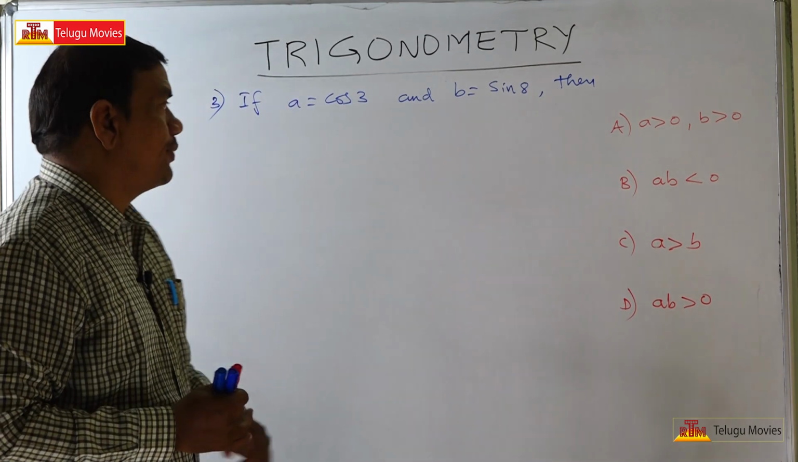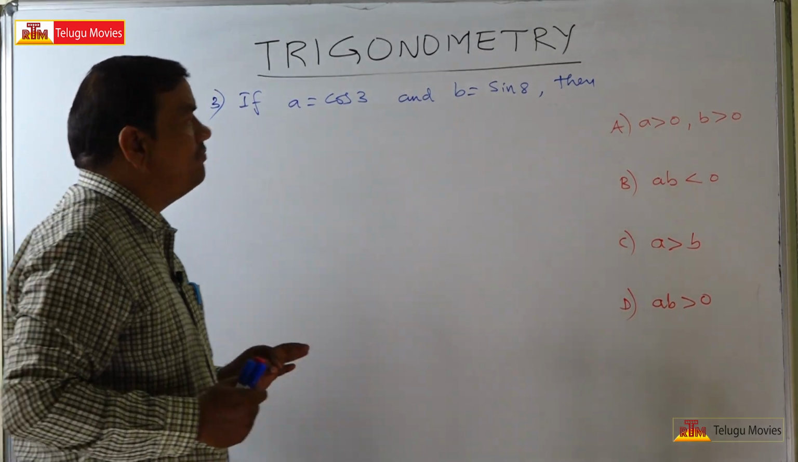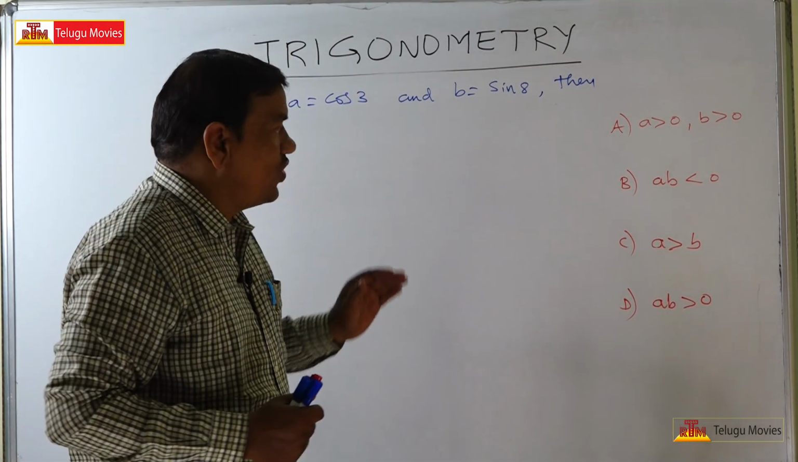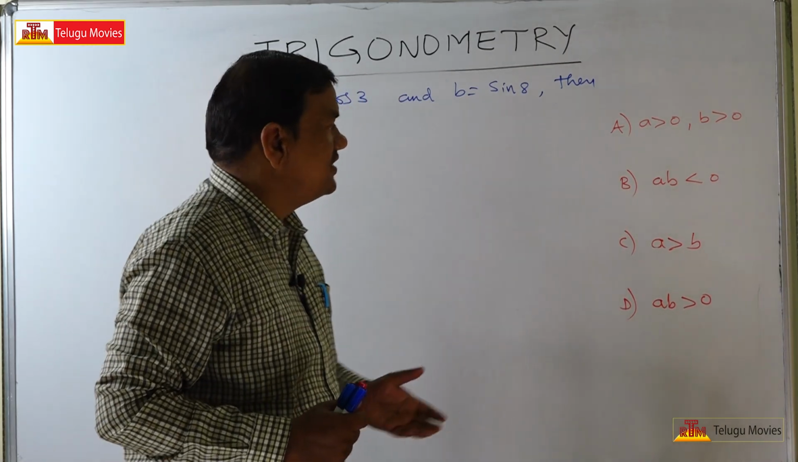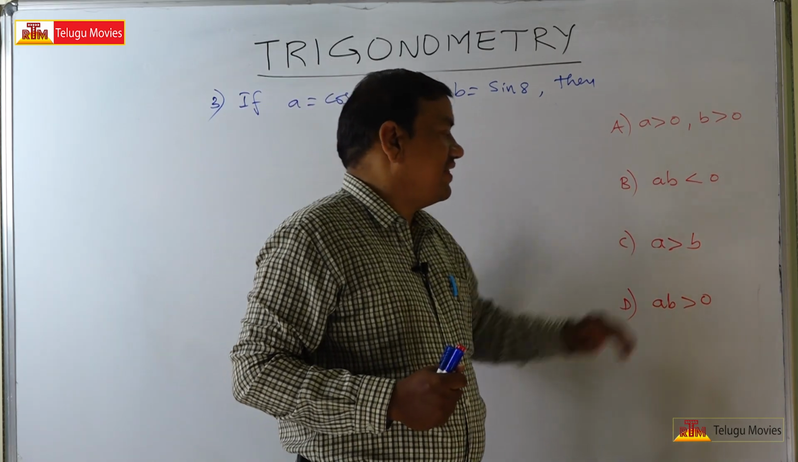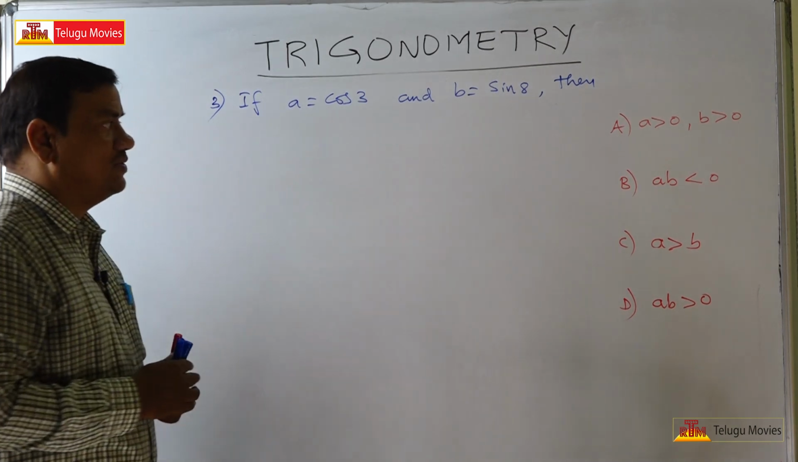Welcome to the third problem. If A is equal to cos 3 and B is equal to sin 8, then which of the following is true? A greater than 0, B greater than 0, otherwise AB less than 0, otherwise A greater than B, otherwise AB greater than 0. Now, what is possible?